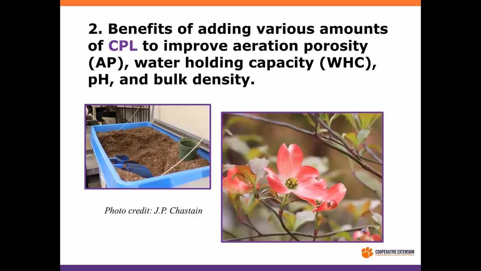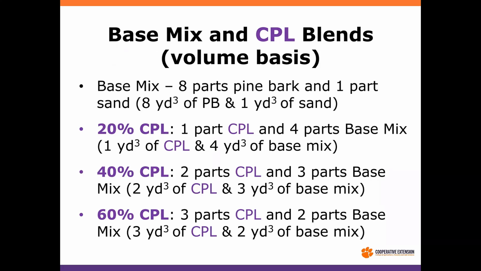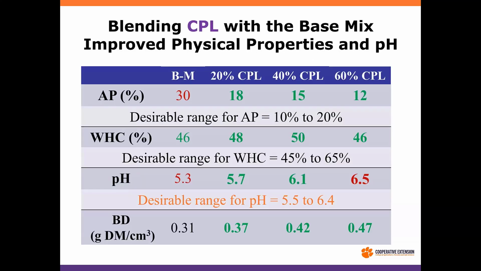So what are the benefits of adding composted poultry litter to these physical properties? That's what we're looking at here. We looked at 3 blends. Kind of like our controls, the base mix, doing nothing. Then we put in 20% composted poultry litter. We're doing this on a volume basis, 40% and 60%. So here's the basic results.